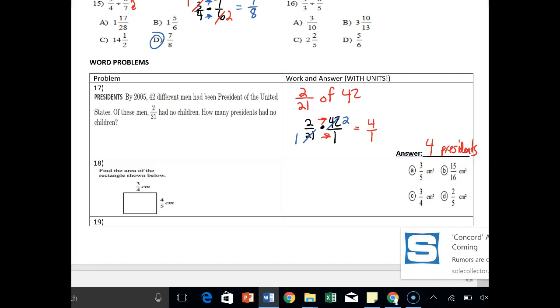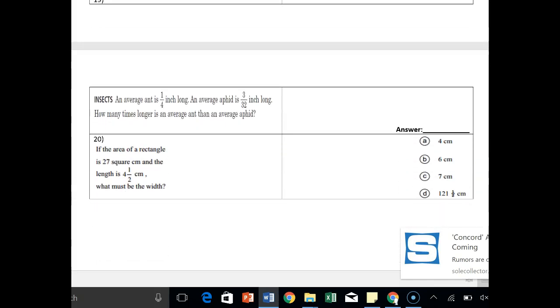All right. Number 19. It says the average ant is 1/4 inch long. The average aphid is 3/32 inch long. How many times longer is the average ant than the average aphid? So if we have an average ant that's 1/4 inch long and the average aphid is 3/32 inch long, how many times longer, right, is the average ant than the average aphid?